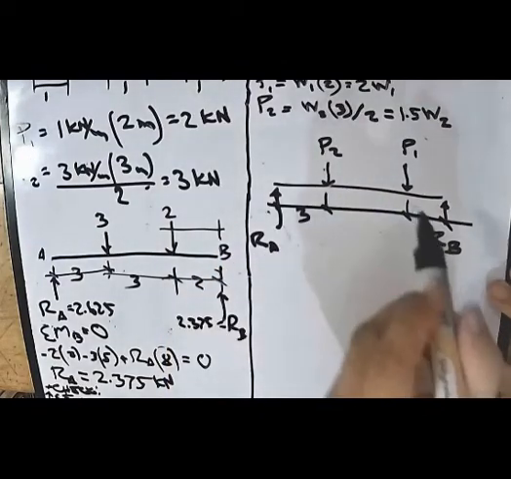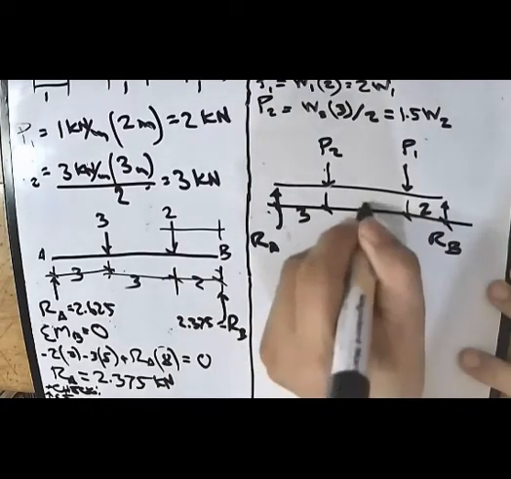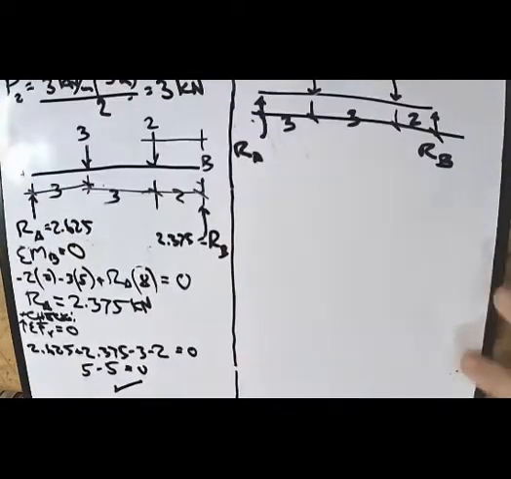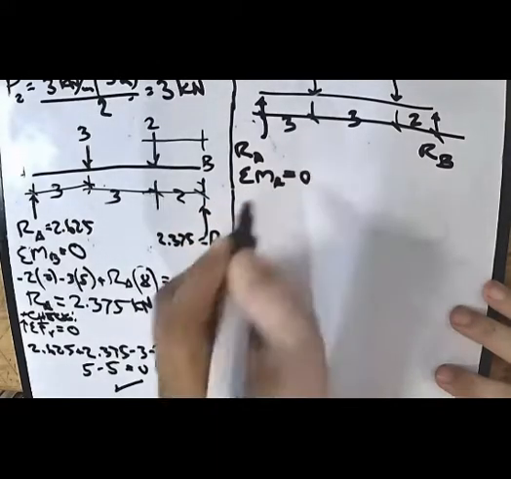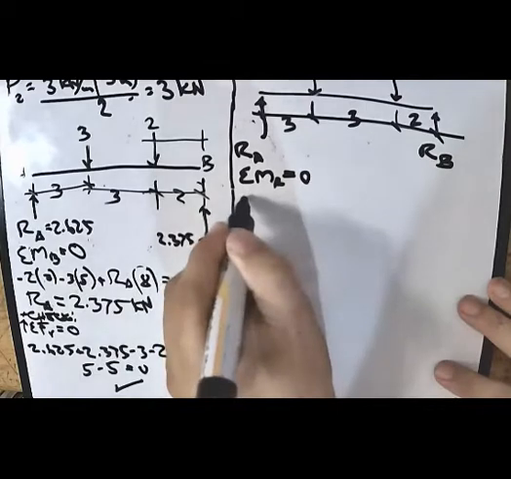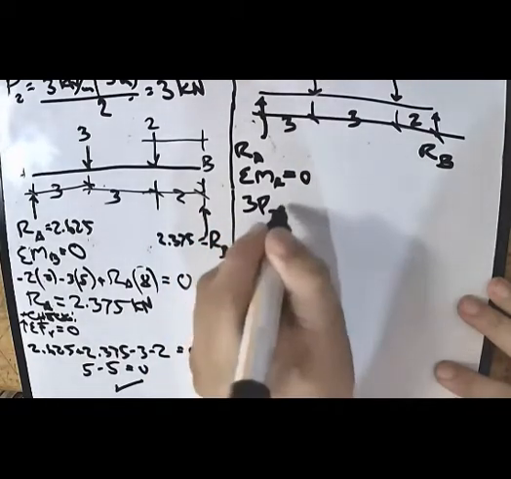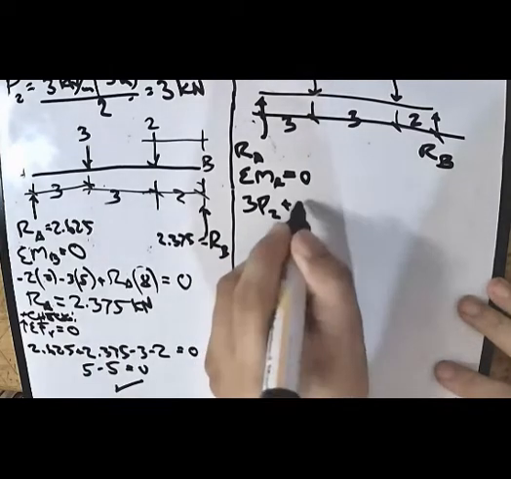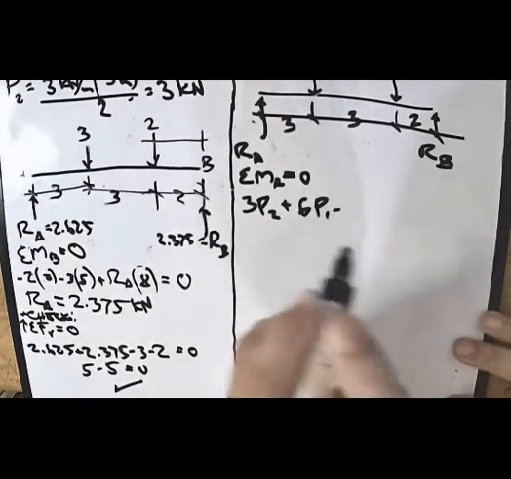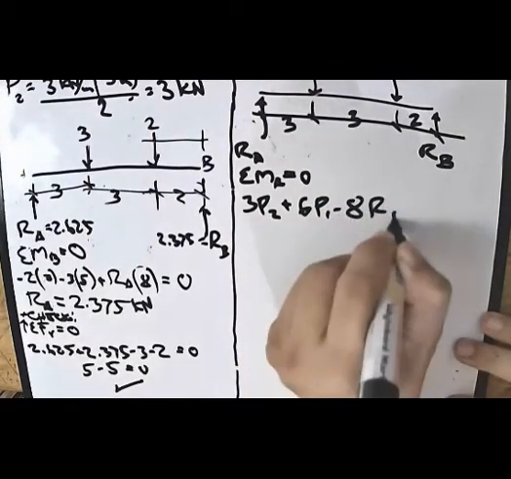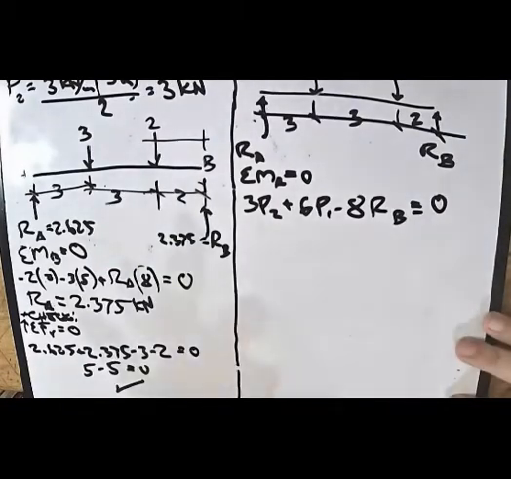And then, yung P1 naman from point B is 2 and this is also 3. Tapos, summation moment at A equal to 0. So that is 3P2 plus 6P1 minus 8RB equal to 0. So, ganyan lang yun.